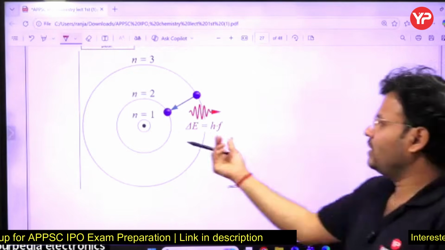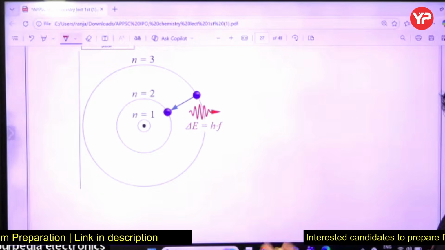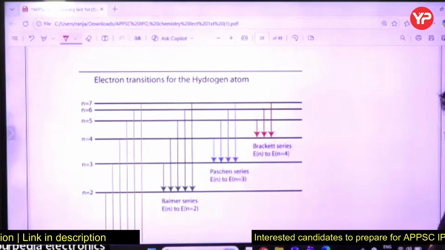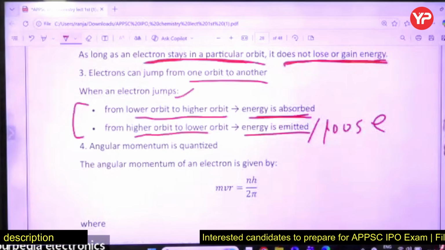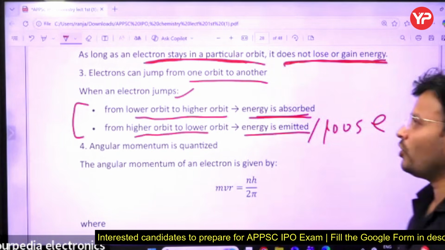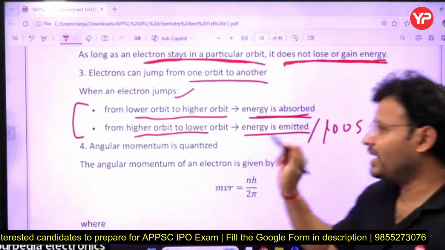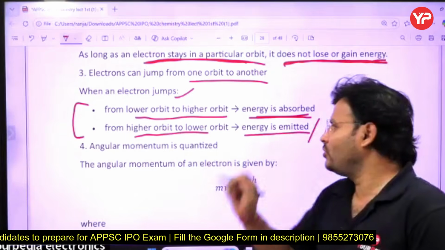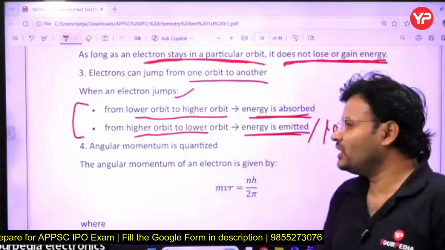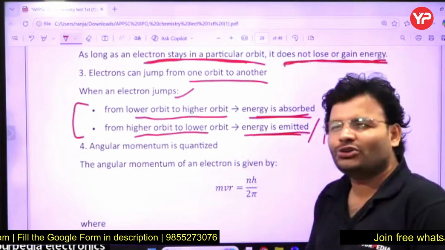Here we can say change. If the energy changes, the electron will go from one orbit to another if energy is supplied or used. Keep in mind: from lower orbit to higher orbit, the electron will absorb energy, and from higher orbit to lower orbit, the electron will emit or lose energy. Lost energy means they are going to use it for certain work.